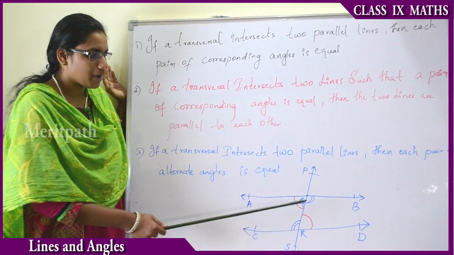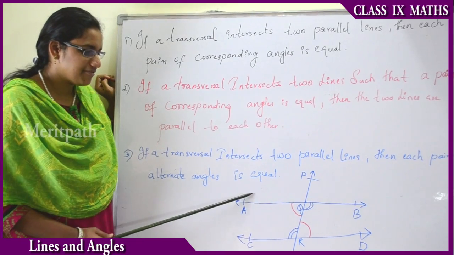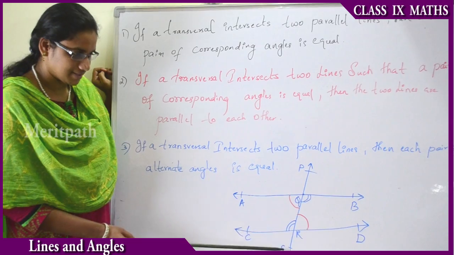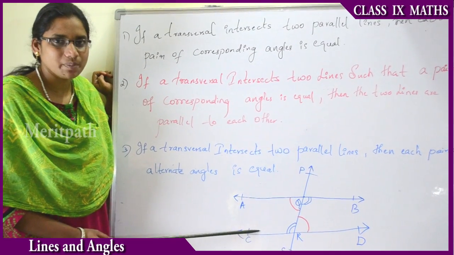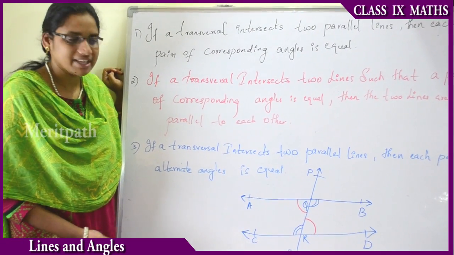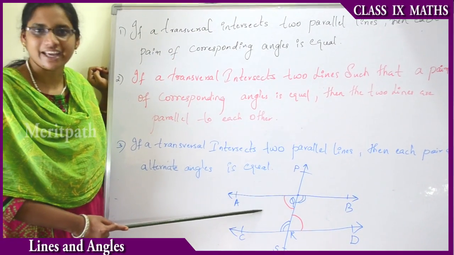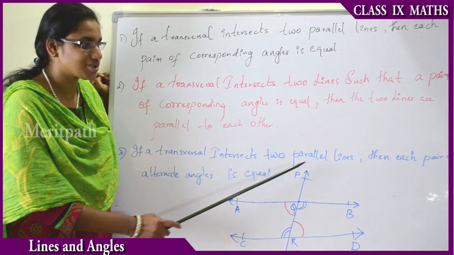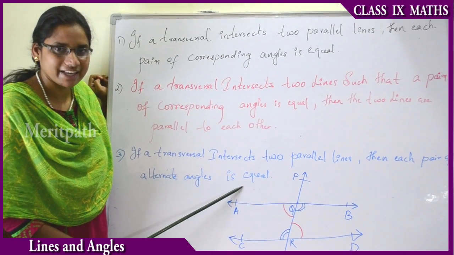then the two lines are parallel. For example, if a transversal cuts two lines and the corresponding angles are equal, then the lines are said to be parallel to each other. And vice versa, if the lines are parallel and a transversal cuts them, then the corresponding angles will be equal. Now the third statement: if a transversal intersects two parallel lines, then each pair of alternate angles is equal.